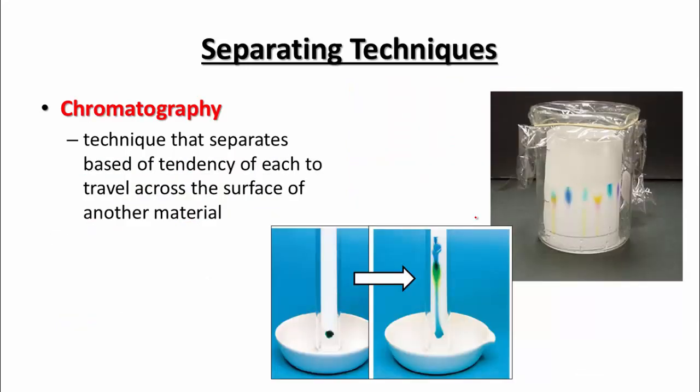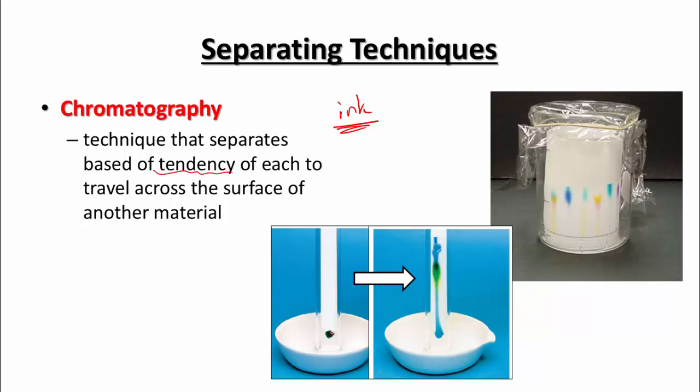Probably the trickiest one is chromatography. Chromatography can separate, and our best example, this one is probably ink. Ink, like a black pen or a blue pen or a green pen, the ink is actually made of different dyes. And in that ink, you can separate them with chromatography. This technique separates based on the tendency of each substance to travel across the surface of another material. And how they go across that other material, they can separate based on how well they attract.